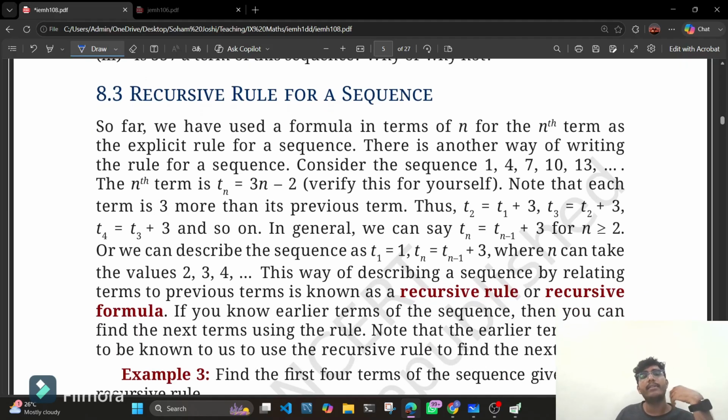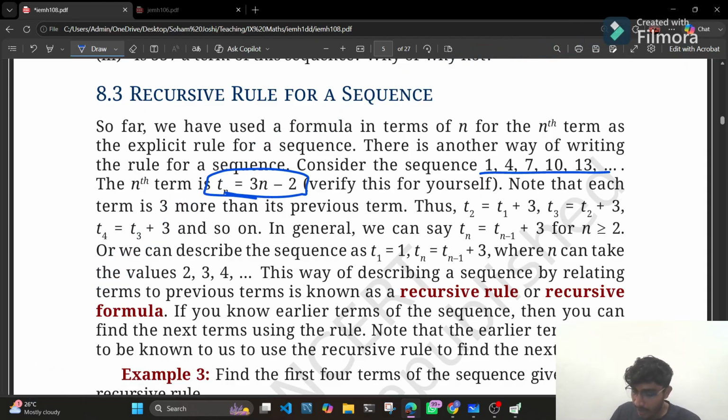Okay. Then there's a rule called the recursive rule for a sequence. If you consider a sequence 1, 4, 7, 10, 13, the nth term is Tn equal to 3n minus 2. If you put values of n from 1 to infinity, you get this sequence. Okay. So note that each term is 3 more than its previous term. So basically we can say that the difference between any two consecutive terms is 3.